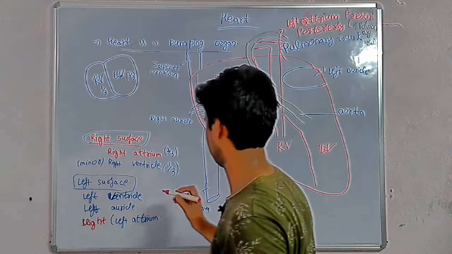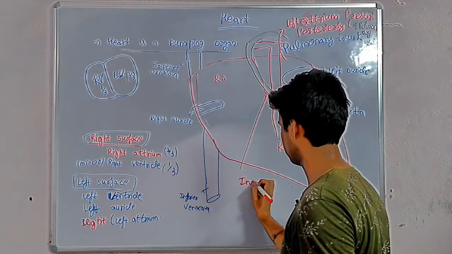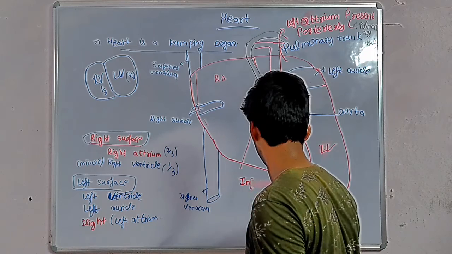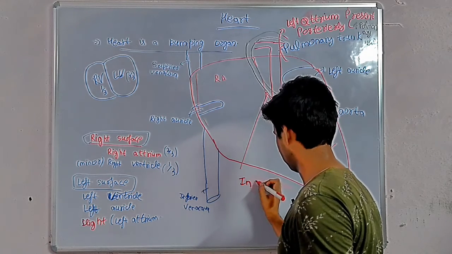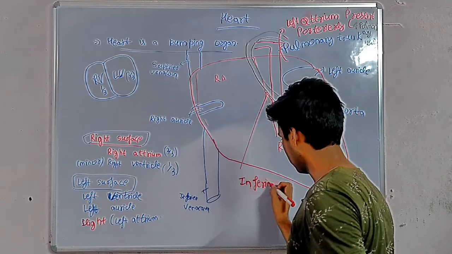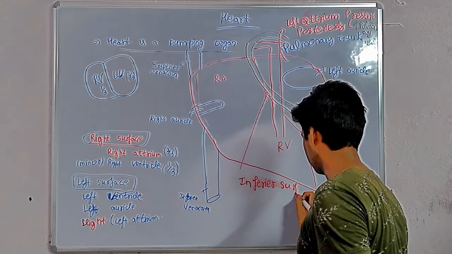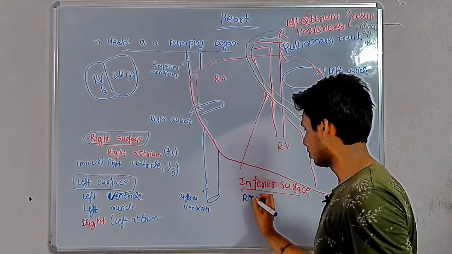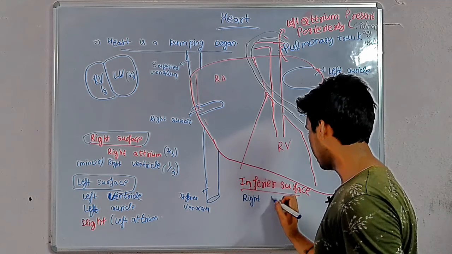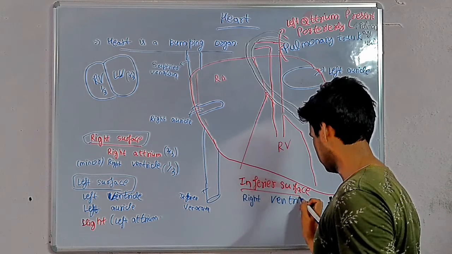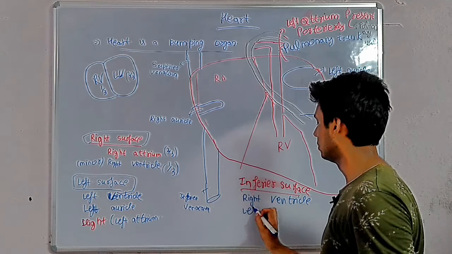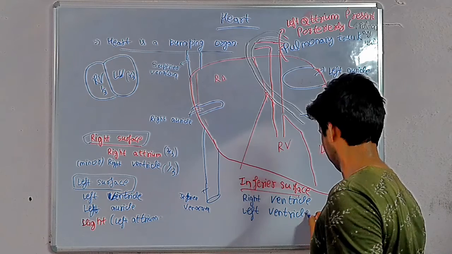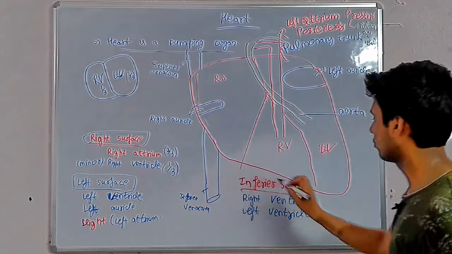So this inferior surface is covered by the right ventricle and left ventricle. So these are three surfaces of the heart.